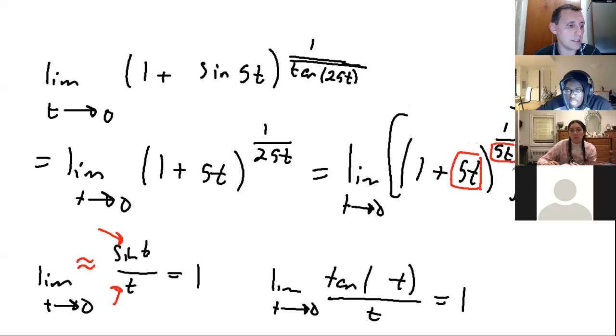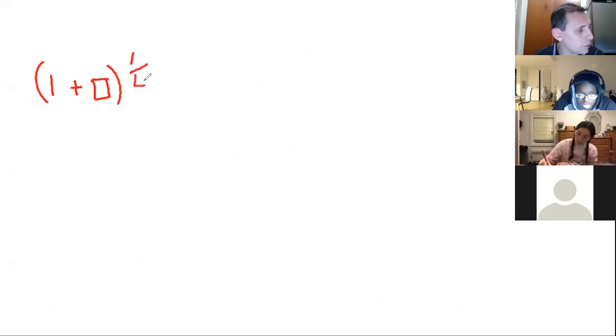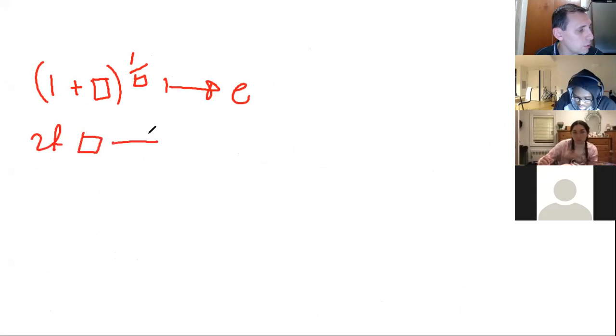The pattern is simply that if I have 1 plus a box to the power of 1 over a box, that approaches e if box goes to 0. That's the definition of the exponential. Do you remember that? We talk about limits, we have this particular pattern. That is e. If you don't know that, guys, brush up.